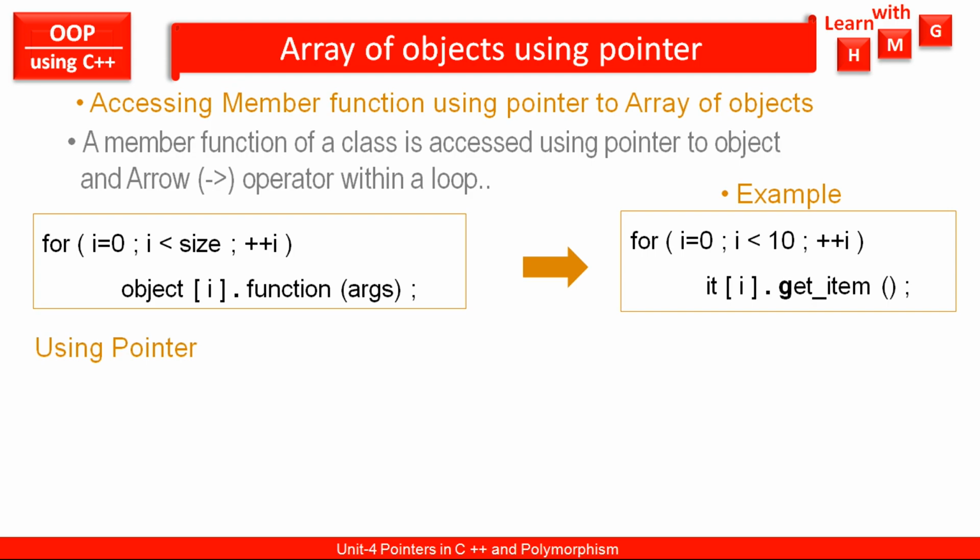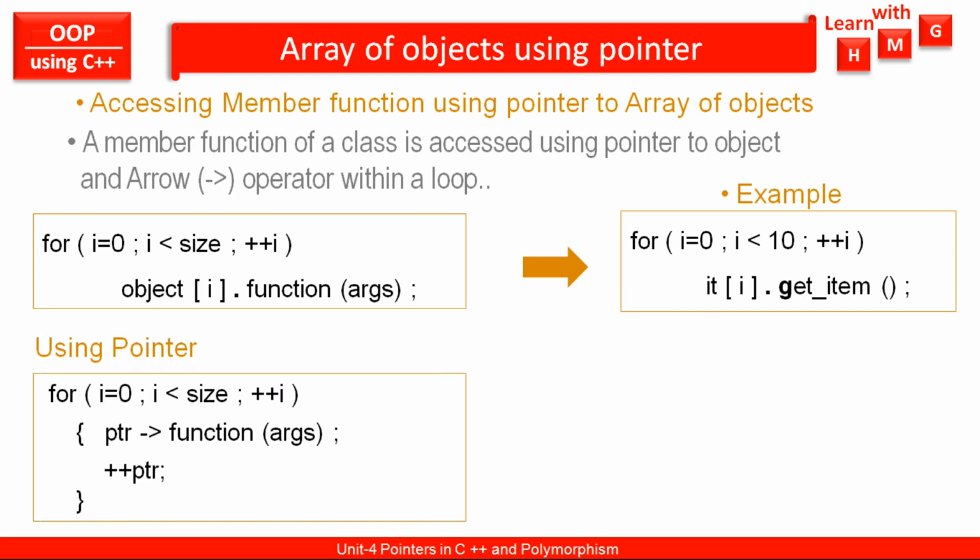Now the same thing can be done using pointer like this. Again here the same loop will be required, i equal to 0, i less than size. Size is indicating the size of array, that is the total number of elements of the array of objects, ++i. And here now see the syntax is same as that we used for a single object: ptr arrow function and arguments. So the pointer, which is pointing to array of objects, then arrow operator and the member function. So we have to use this syntax.